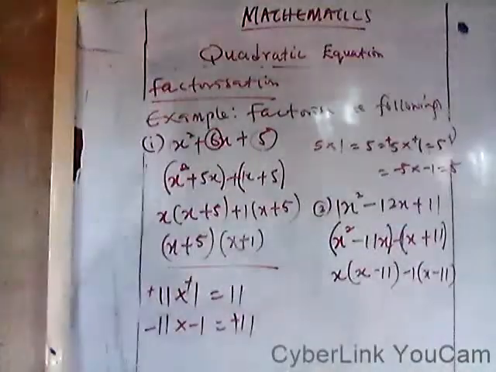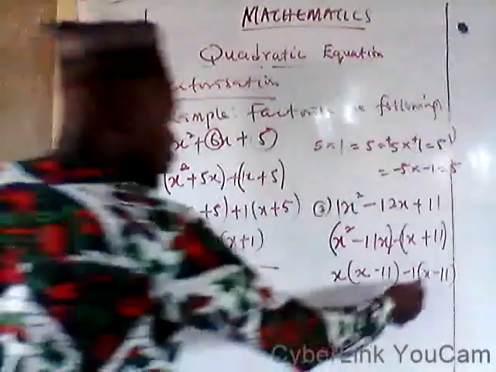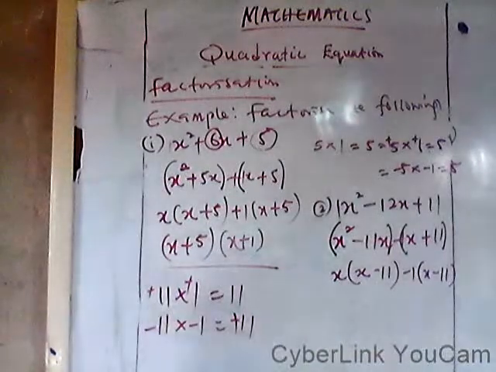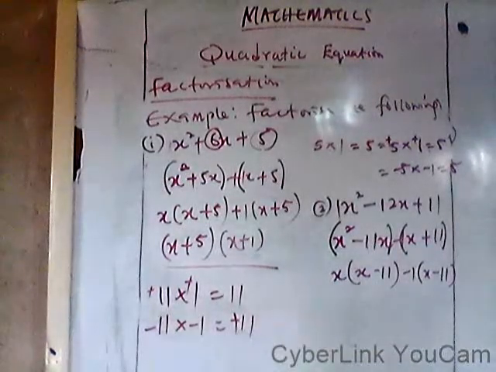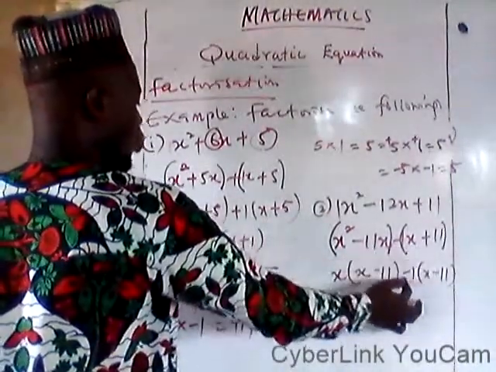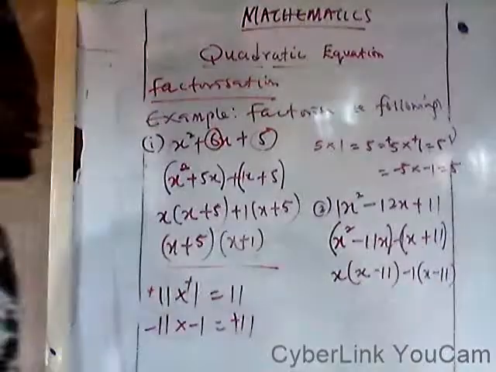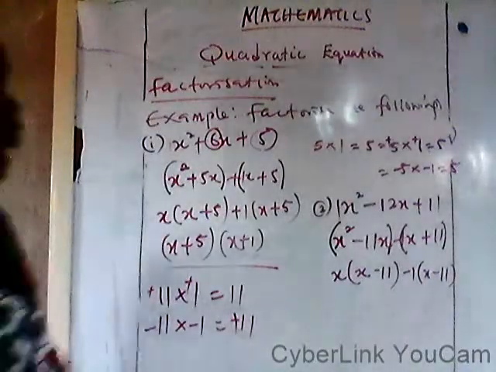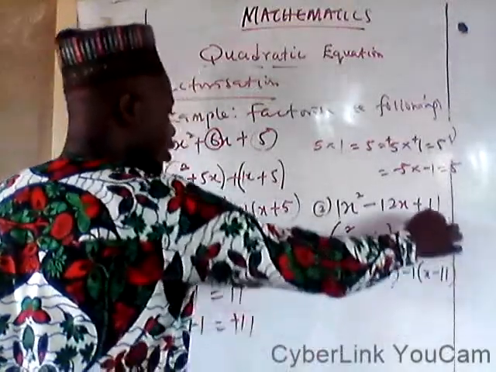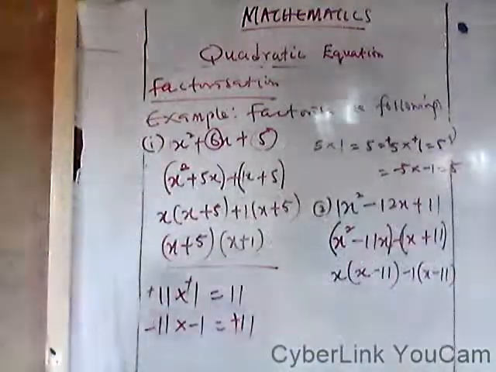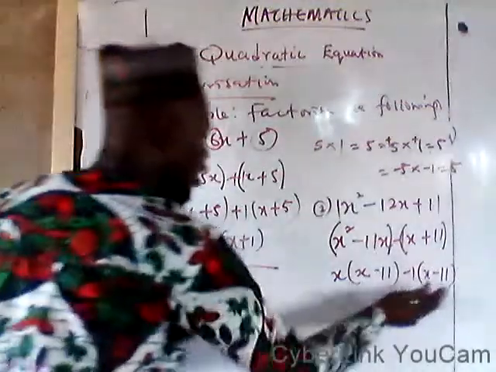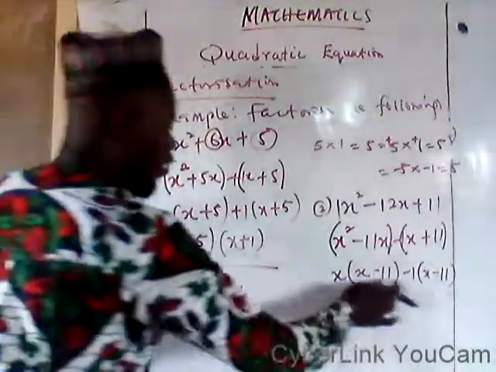You can ask a question here. Why has this one turned to minus? Before it is plus, but it has turned to minus. Because if you open the bracket with minus 1, you still get the same answer. Let's open the bracket. Minus 1 times x is minus 1x, minus 1 times minus 11 you still get back your plus 11. But if you now put plus here, minus 1 times plus 11 will give us minus 11. And you must have plus 11 there. So it means that you must have minus there.